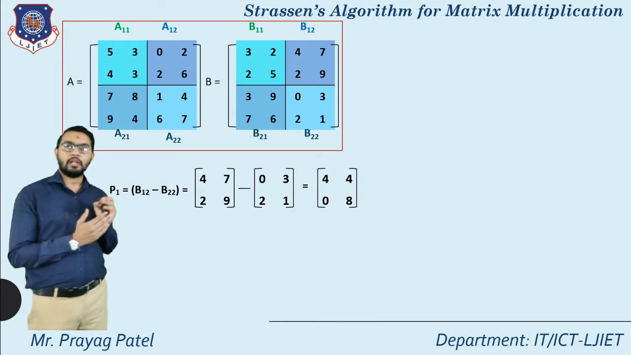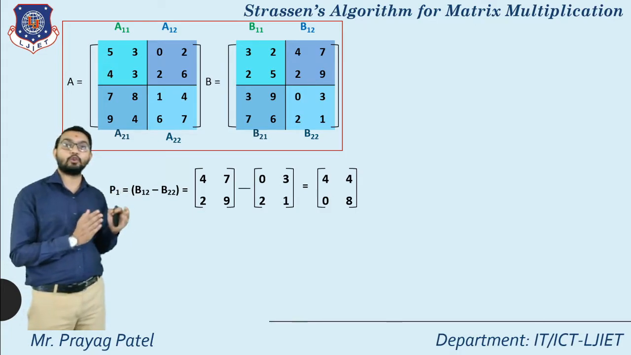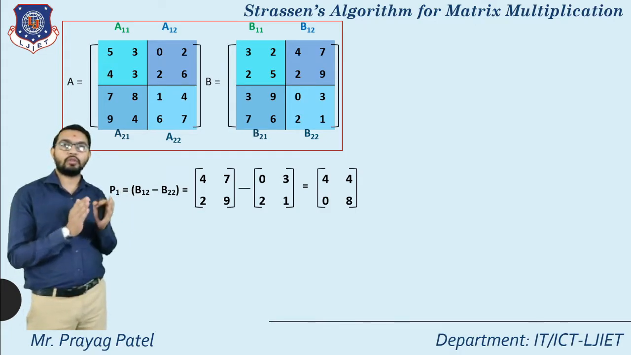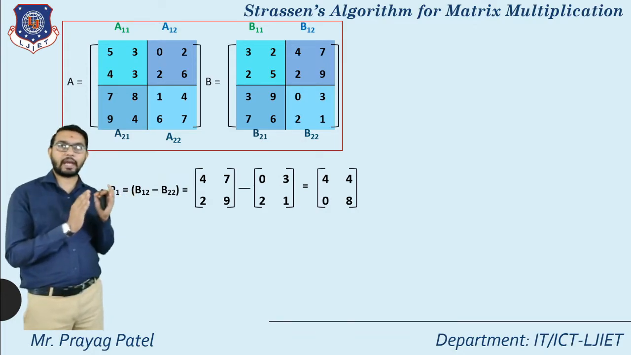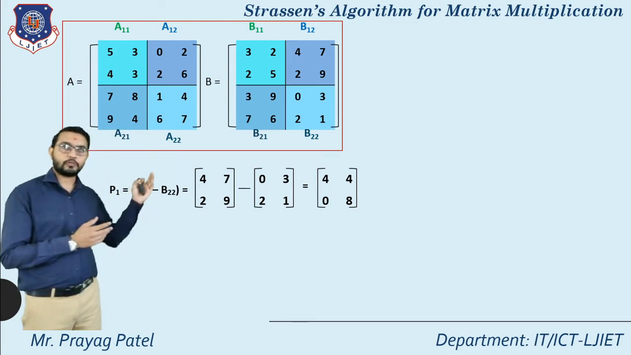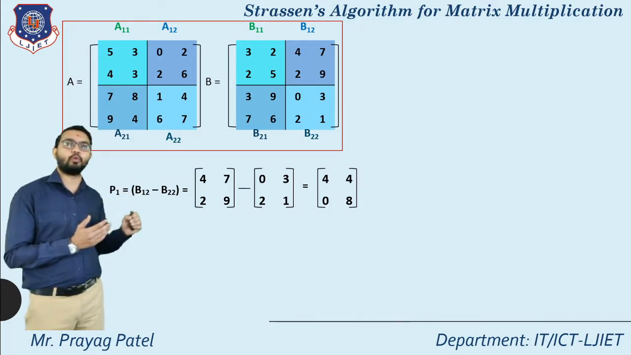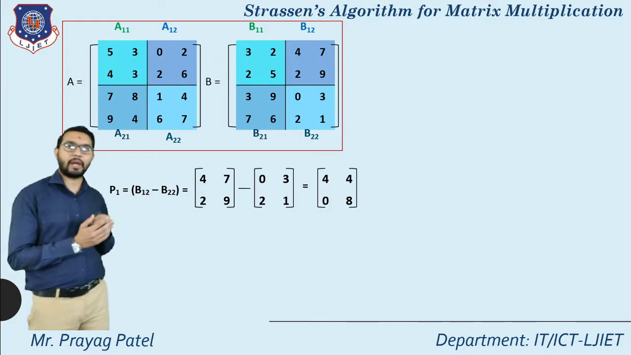What is P1? P1 means B12 minus B22. B12 is not only one value; it is a 2 cross 2 matrix. That's why here we perform matrix addition or subtraction operations for P1 to P10. So P1 equals B12 minus B22, so 4, 7, 2, 9 minus 0, 3, 2, 1. These two are considered as matrices.